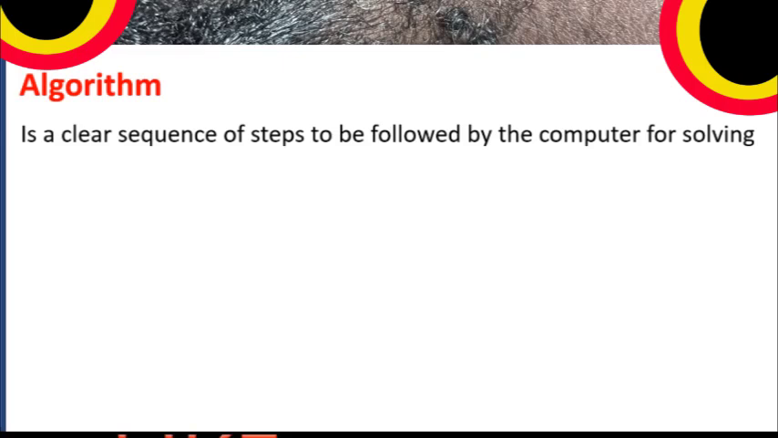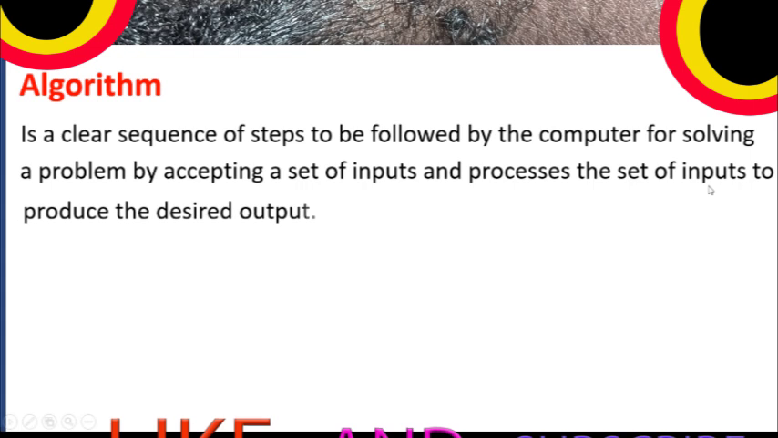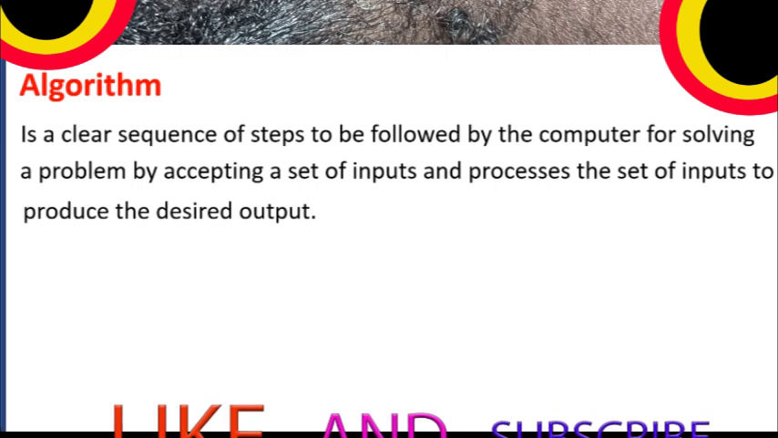Algorithm is a clear sequence of steps to be followed by the computer for solving a problem by accepting a set of inputs and processing the set of inputs to produce the desired output. So the term algorithm, in simple terms, we can say it means steps. Steps that need to be followed to achieve something.